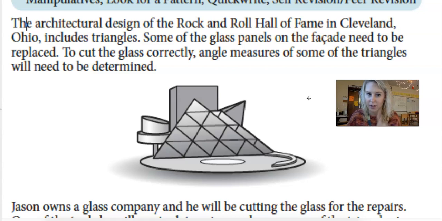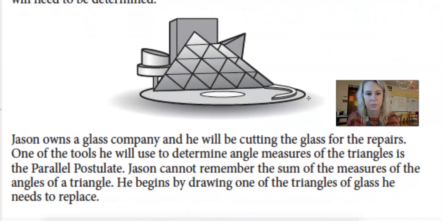The architectural design of the Rock and Roll Hall of Fame in Cleveland, Ohio, includes triangles. It does, if you haven't Googled it. Some of the glass panels on the facade need to be replaced. To cut the glass correctly, angle measures of some triangles will need to be determined. Jason owns a glass company and he'll be cutting out glass for the repairs. One of the tools he will use to determine angle measurements of the triangle is the parallel postulate. Jason cannot remember the sum of the measures of the angles of a triangle.